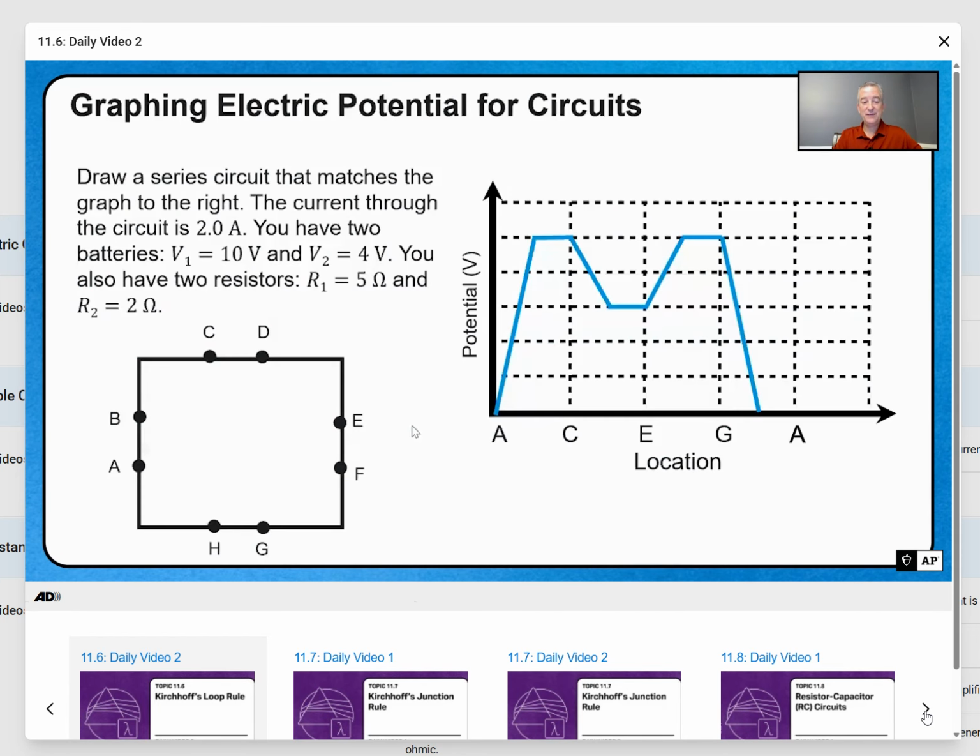Draw a series circuit that matches the graph to the right. The current through the circuit is 2 amps. You have 2 batteries. One, V1, is 10 volts, and the second, V2, is 4 volts. You also have 2 resistors. R1 is equal to 5 ohms, and R2 is equal to 2 ohms. In this situation, you are given the graph, and your job is to figure out how to use those circuit elements to create that graph in a series circuit.